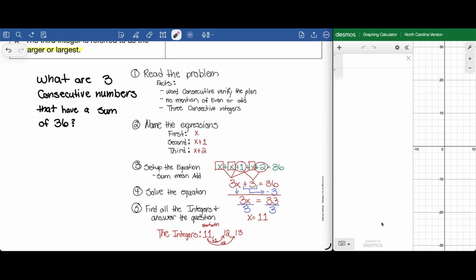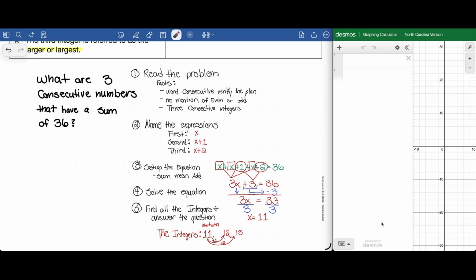Now we're going to name our expression. So when we name our expression, the first one will always be x. The second will depend on whether it's even or odd or just regular consecutive. But in this case, it's just going to be x plus 1. And then for my third number, I have to do x plus 2. So we set up the equation. And remember that the word sum means add. So when we set it up, you're basically just putting all three of your expressions in a row, putting plus signs in the middle, and they're going to equal whatever they told you the sum should be, which in this case is 36. So now we're going to solve that.